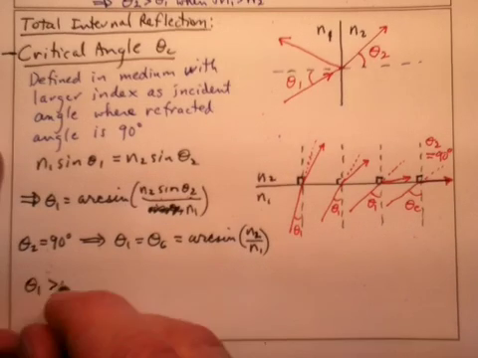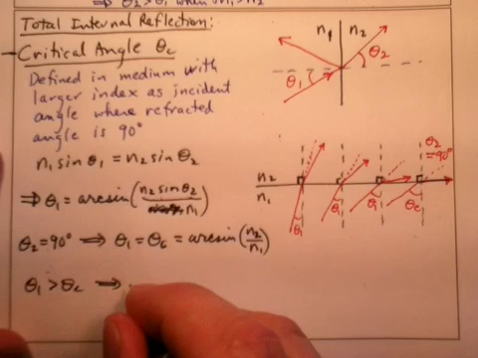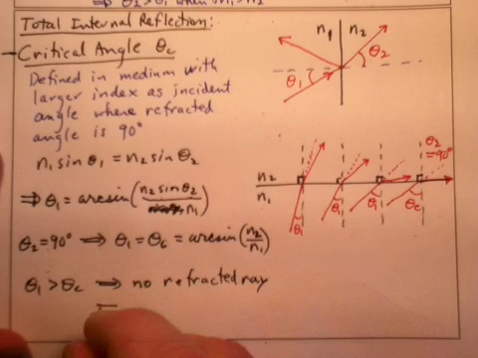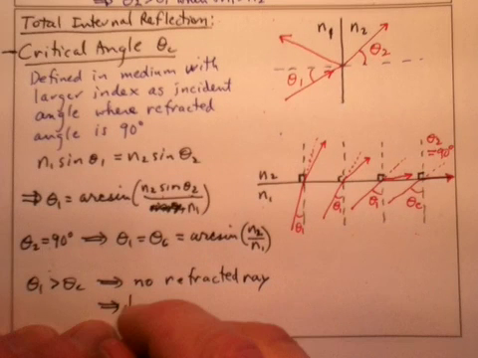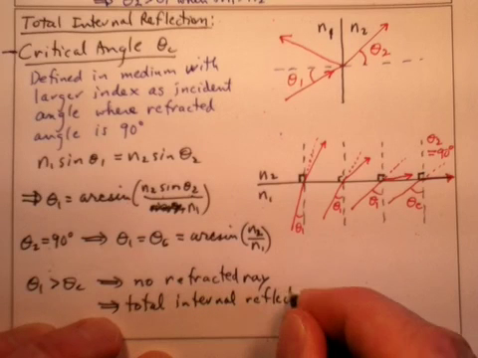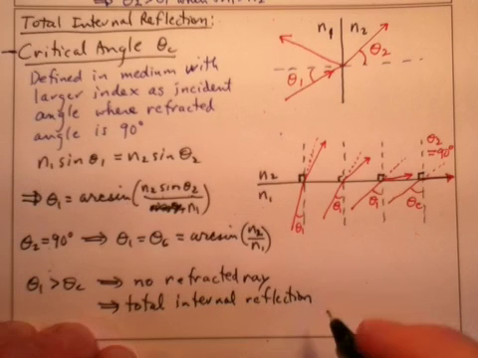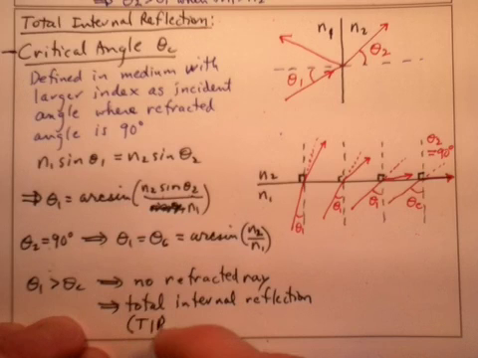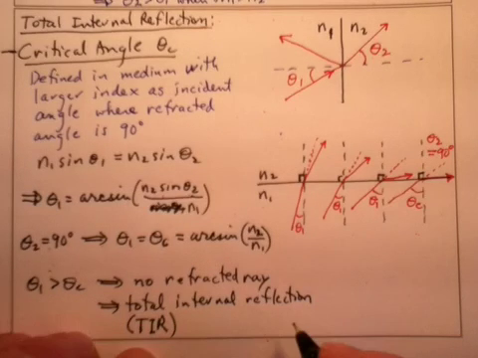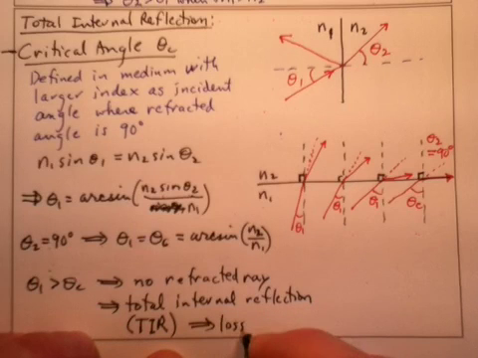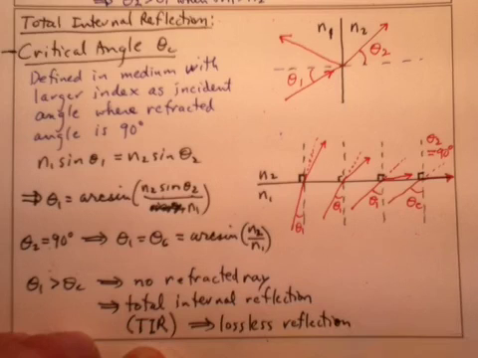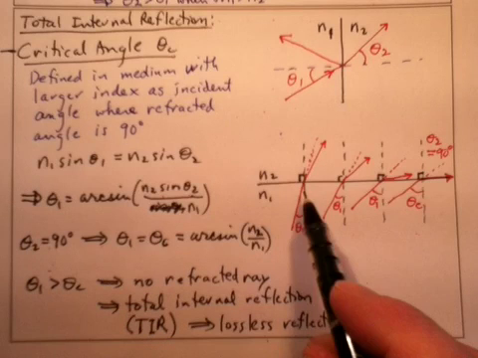So theta 1 greater than theta c implies no refracted ray. And that gives us what we call total internal reflection, TIR. And in total internal reflection we have no loss. We have a lossless reflection, at least ideally. Imperfections in the surface will cause loss.